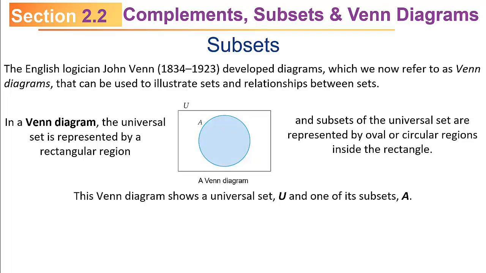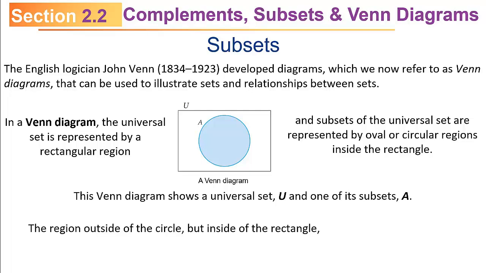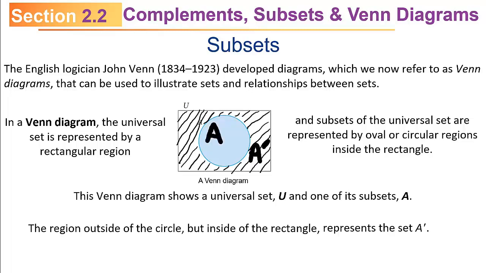This Venn diagram in particular shows a universal set U and one of its subsets A. The region outside of the circle but inside of the rectangle is the complement of the set A. So A is the set represented by the circle itself. A complement is represented by the area outside of the circle.